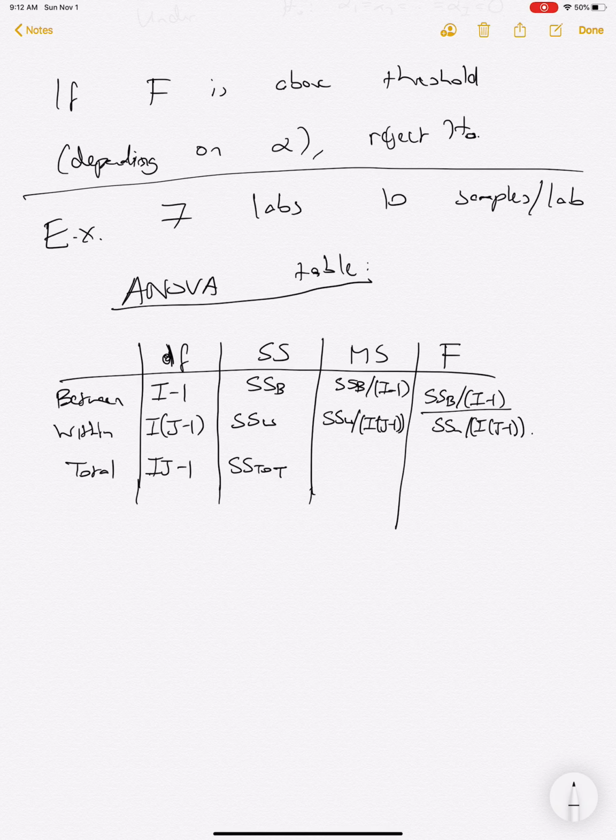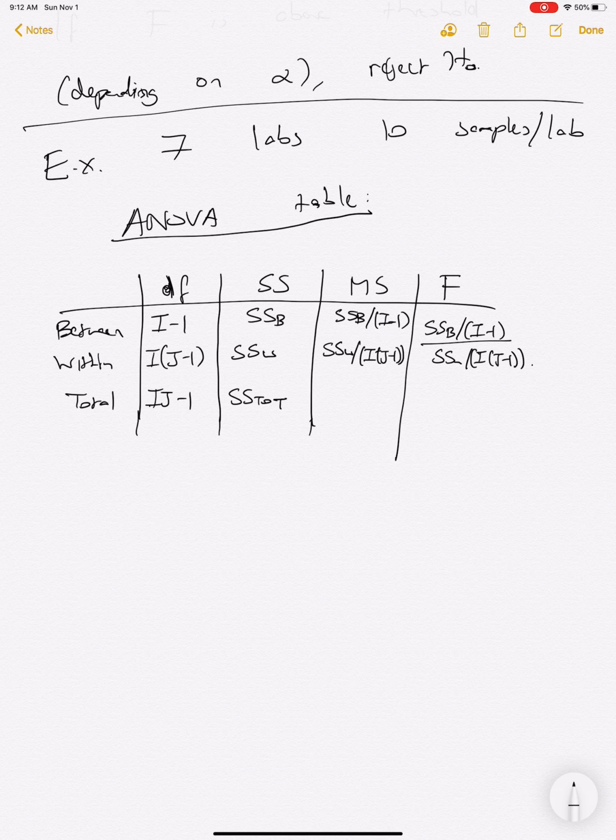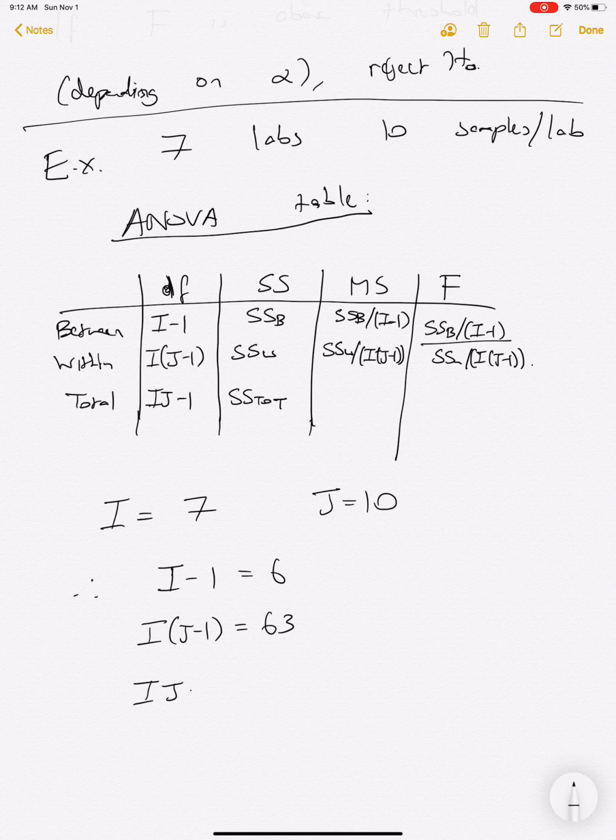Okay. So now let's return to this example of 7 labs and 10 samples per lab. Here we have that I is equal to 7 and J is equal to 10. Therefore, I minus 1 is equal to 6. I times (J minus 1) is 7 times 9, which is 63. And then IJ minus 1 is equal to 69. So those degrees of freedom add up.